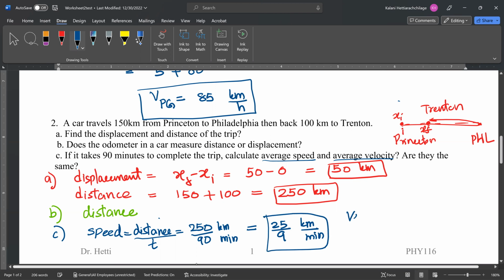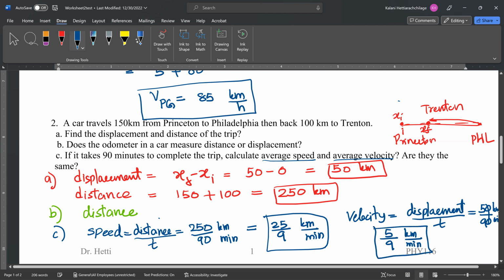And then velocity is equal to displacement over time. So in this case, I have 50 over 90. Again, this is kilometers and this is minutes. So this will be equal to 5 over 9 kilometers per minute. I did not convert, just leave it. And then you see that these two are not the same. They are different.